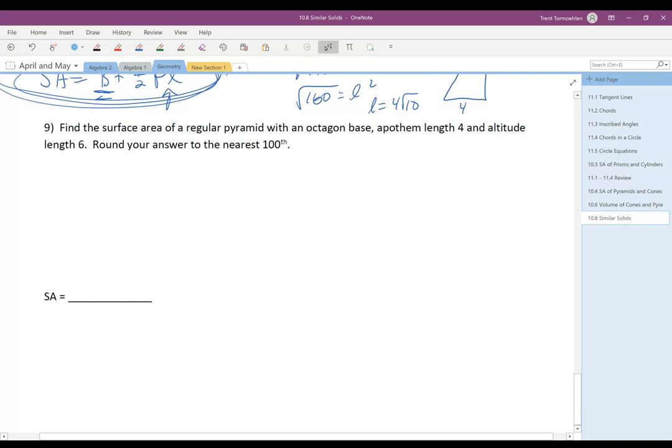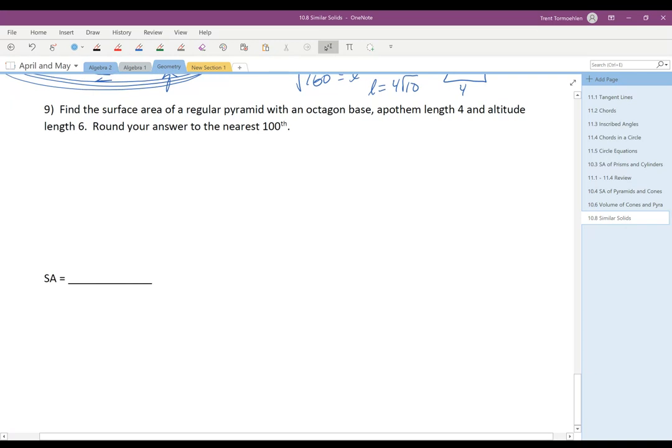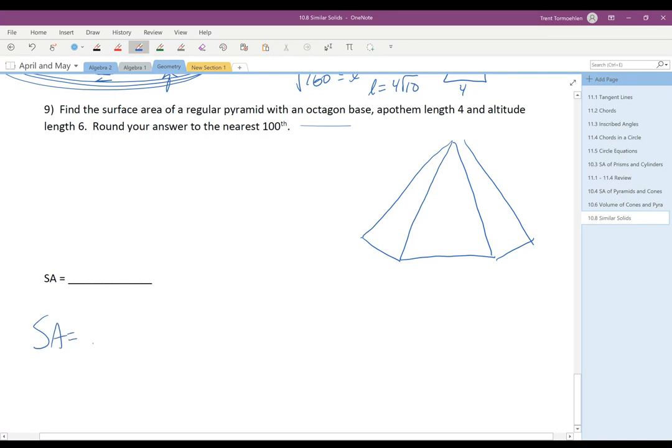So for a problem like 9, it's a little bit harder. And so number one, it's hard to draw. And so we've got this octagon pyramid. I'm not going to try to draw all 8 sides of it. So that's just kind of a front-looking face of this. And it's the surface area of a regular pyramid with octagon base. So our surface area, again, is 1 base plus 1/2 PL.